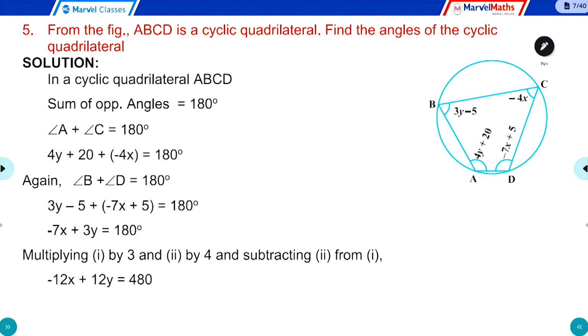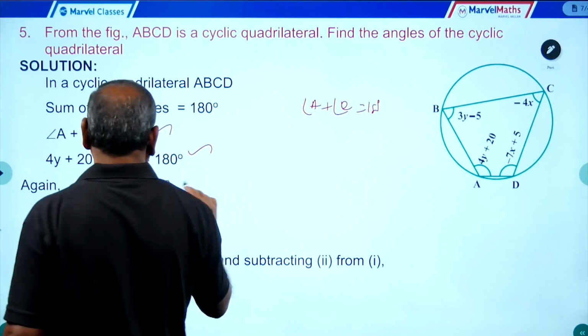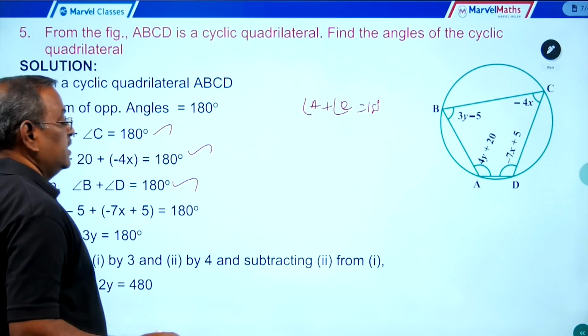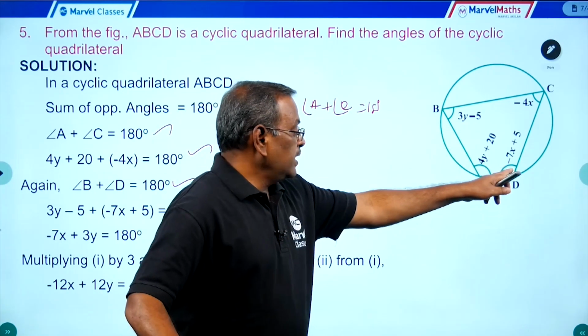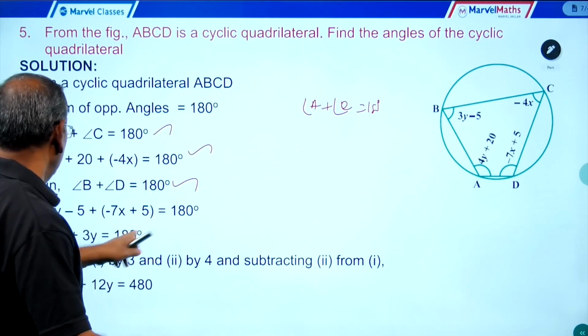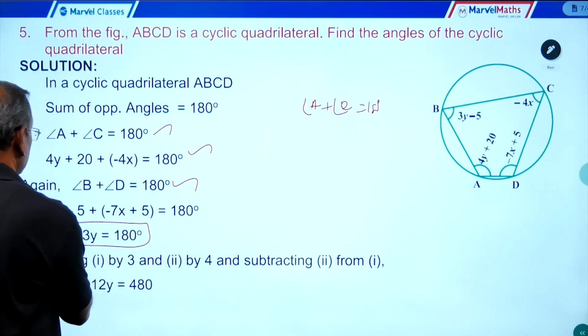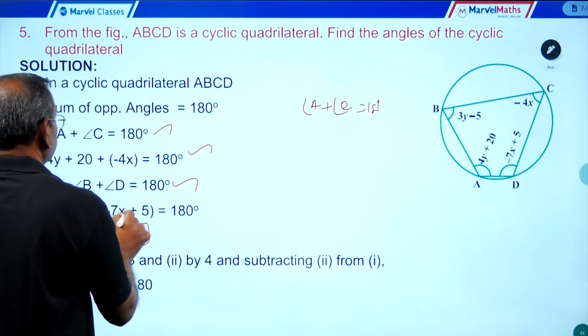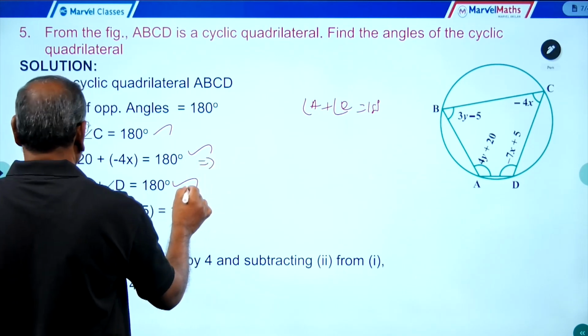The given angles: a plus c equal to 180. See here, a plus c equal to 180. So what is a? 4y plus 20, minus 4x, equal to 180. You will get one linear equation. And another pair, b plus d equal to 180 degrees. So what is b? 3y minus 5, minus 7x plus 5, equal to 180 degrees. You will get one more linear equation.